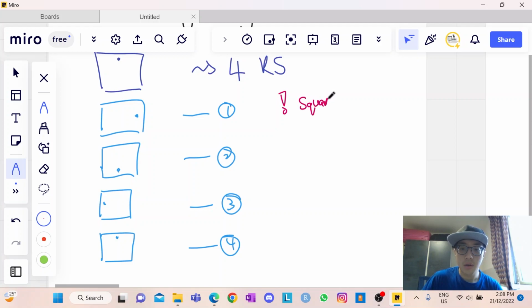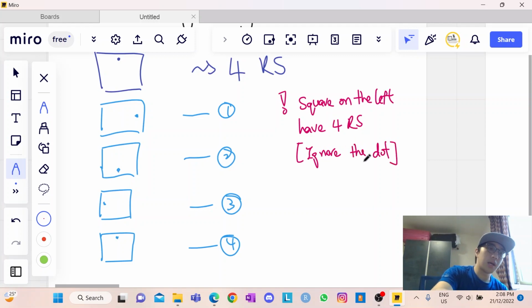The square on the left has 4 rotational symmetry, but you need to ignore the dot. If I include the dot in this square as part of the shape, there is only 1 rotational symmetry, because when you turn it 90 degrees, the dot does not produce the original square. Okay, do you get what I mean?